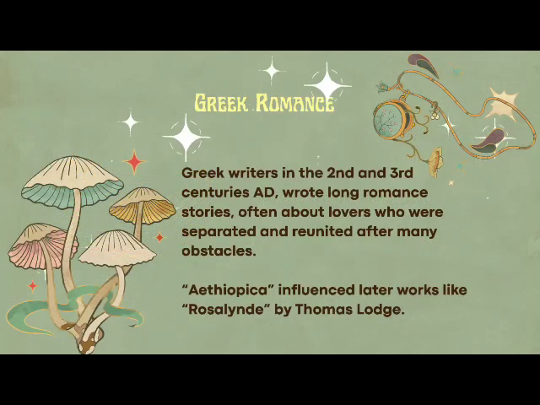So, let's see, there are many genres in the novel. First one, Greek romance. Greek writers in the 2nd and 3rd centuries AD wrote long romance stories, often about lovers who were separated and reunited after many obstacles. Ethiopica influenced later works like Rosalind by Thomas Lodge.